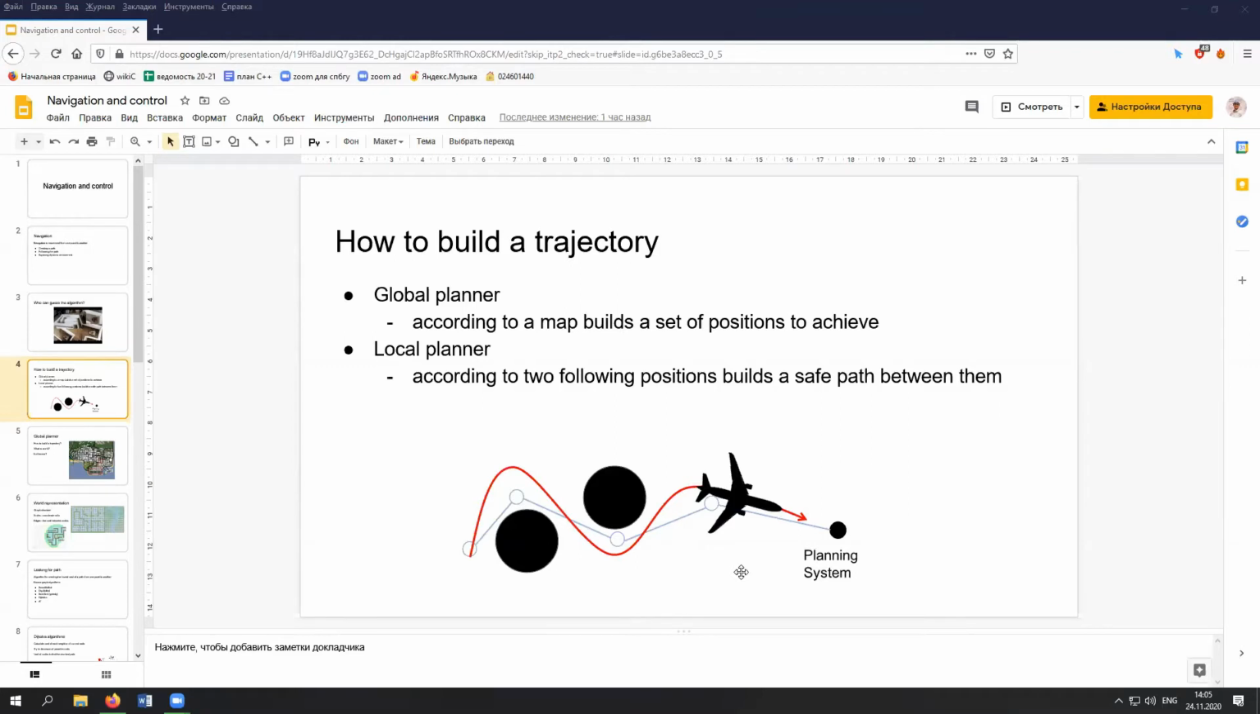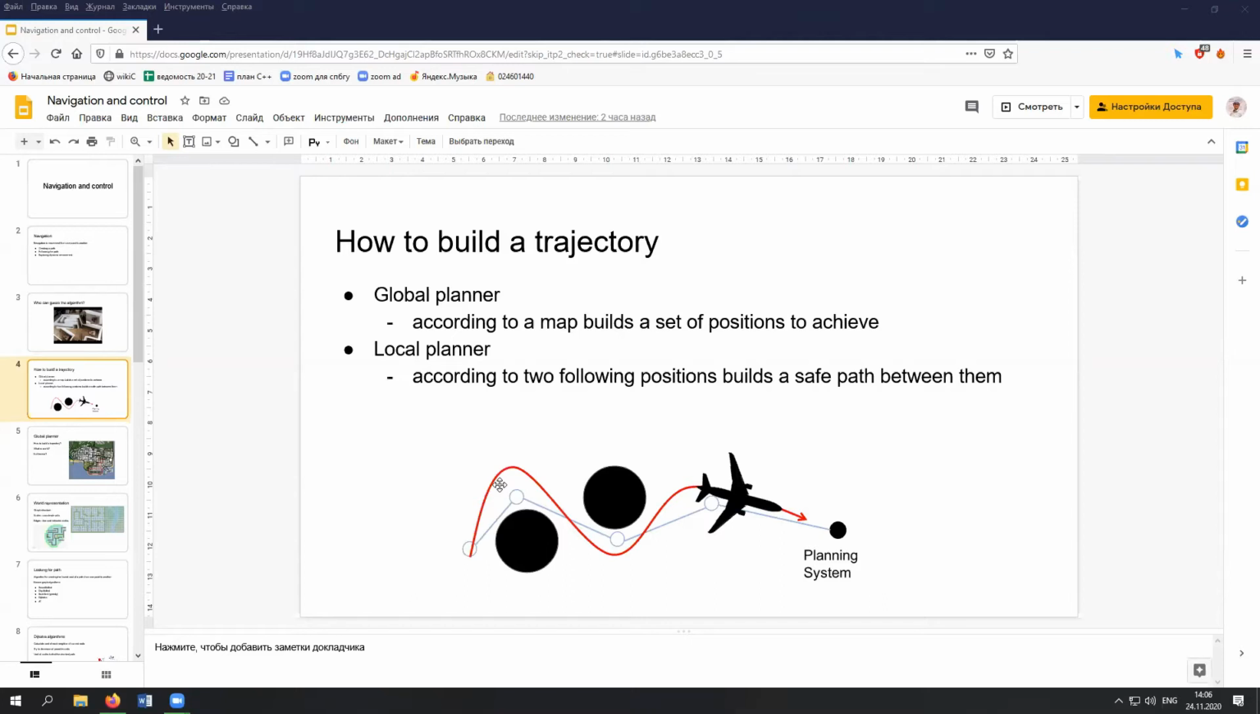So we don't think if it's possible to reach one point from another in the shortest way. We just build several points and we say, okay, you have to pass through every point on this path to achieve the finish point. And the idea of the local planner is to take two successive points and create a path from one to another that would be safe.